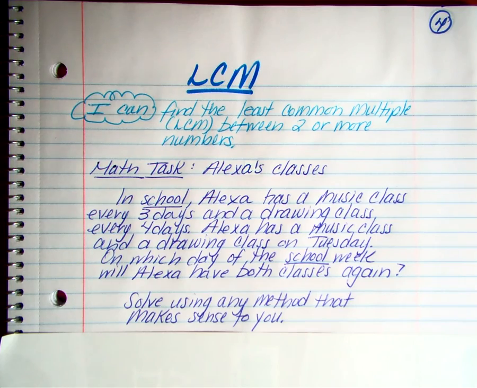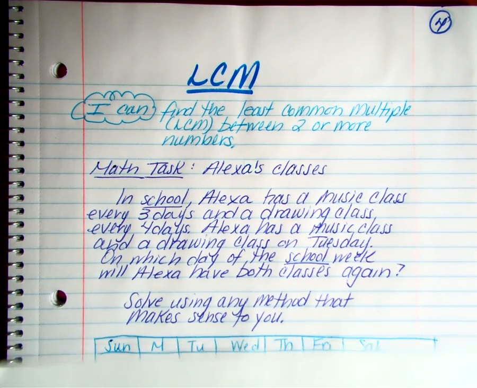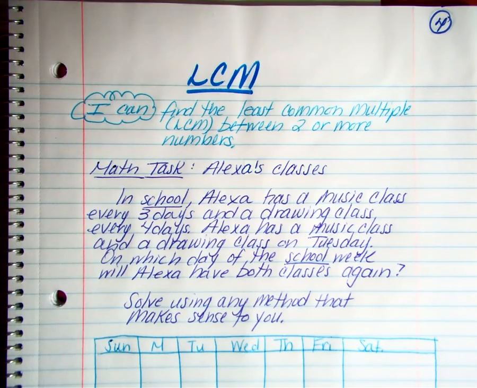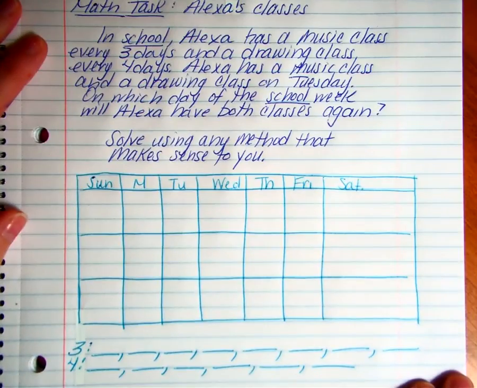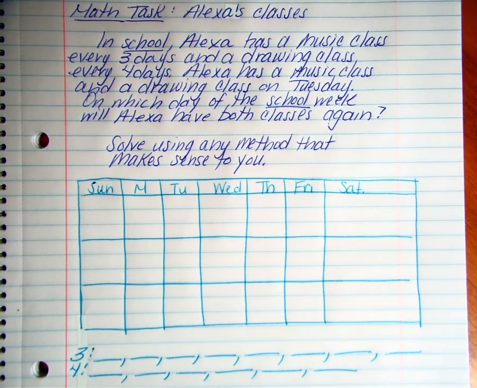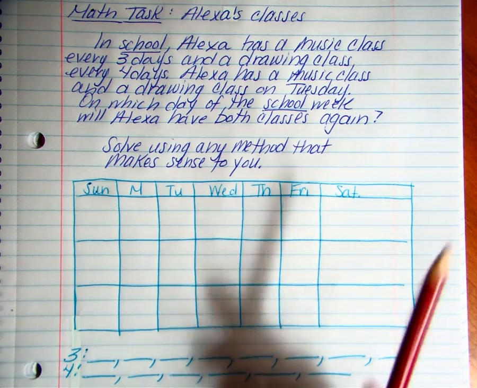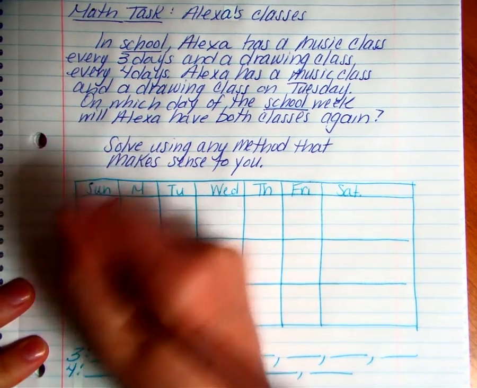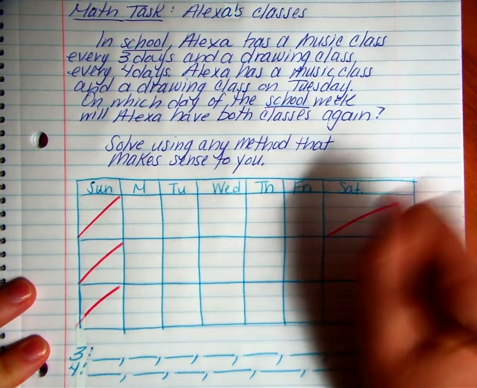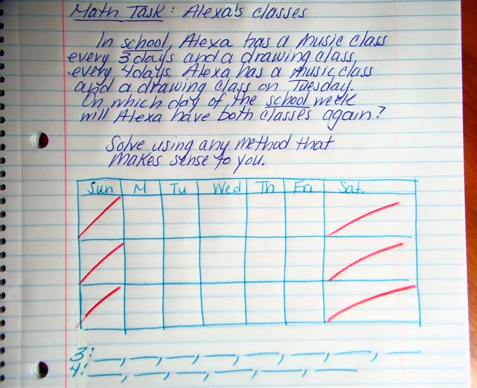Okay, let's take a look at one of the solution methods. You could draw out a calendar to try to represent Alexa's class schedule. Now, in the problem, they mentioned that it is a school week. So that's going to eliminate Sunday and Saturday. Let's go in and see what else we know.